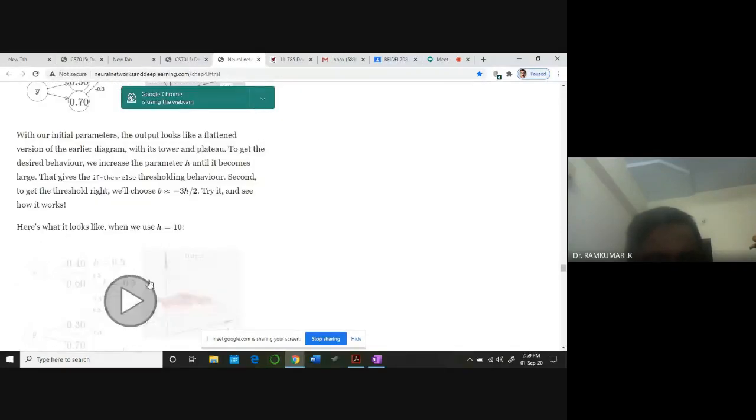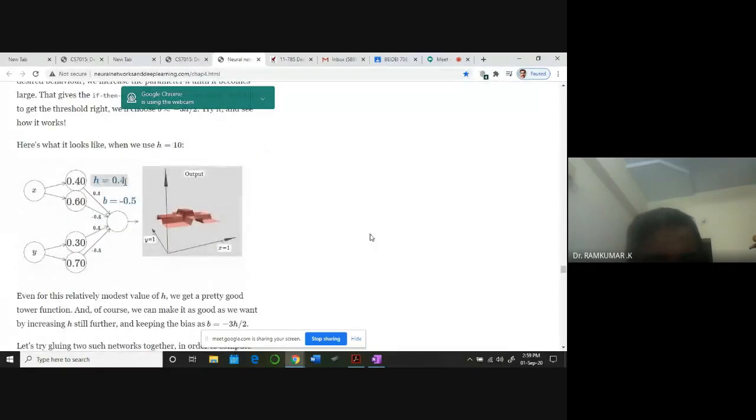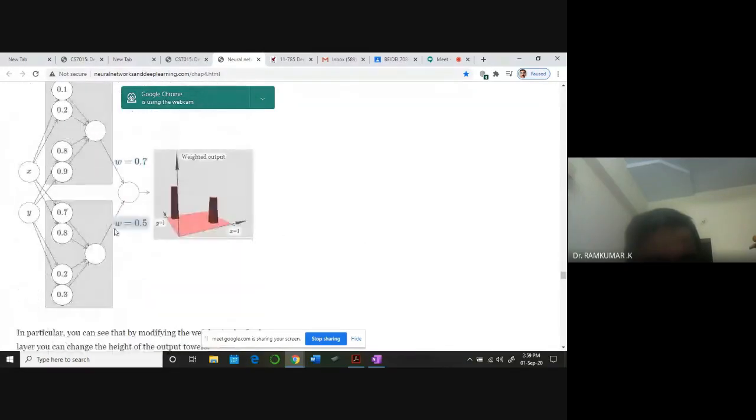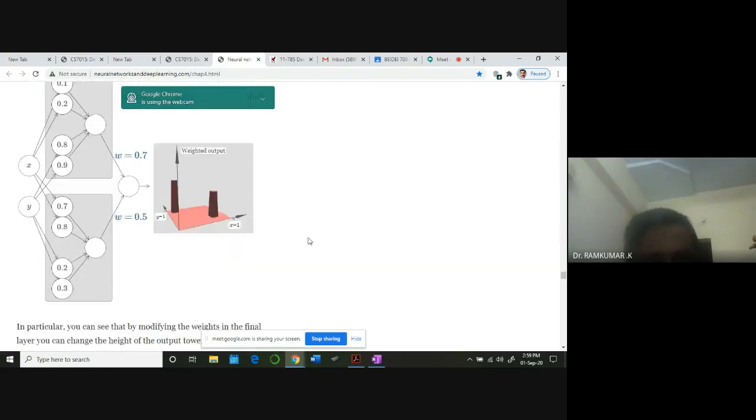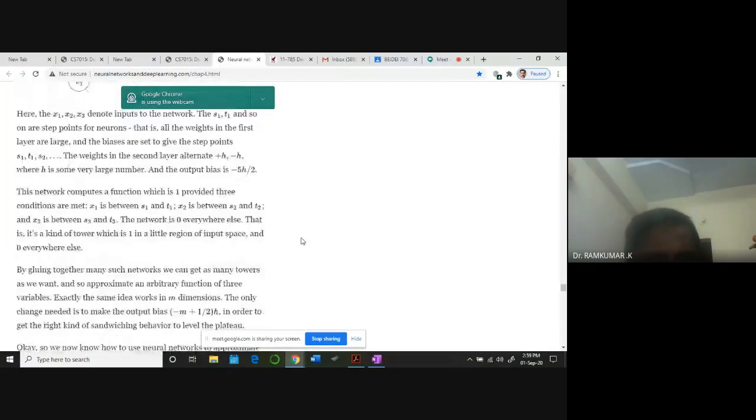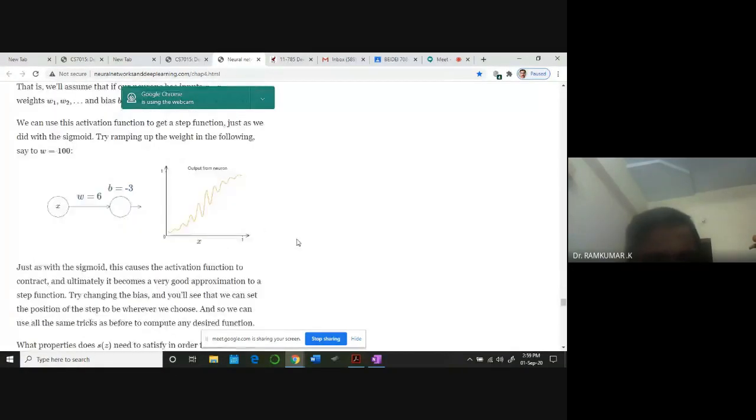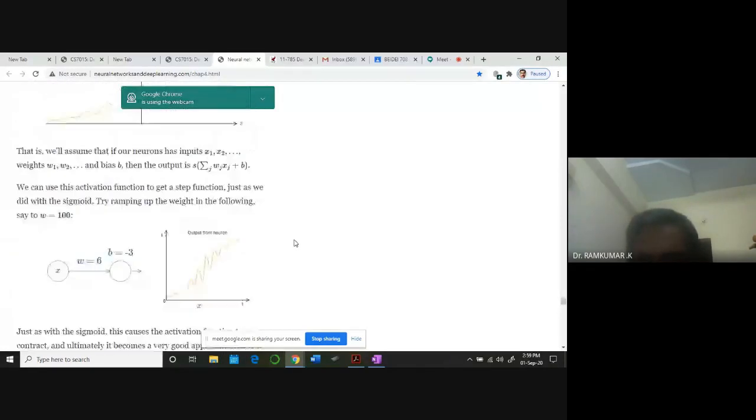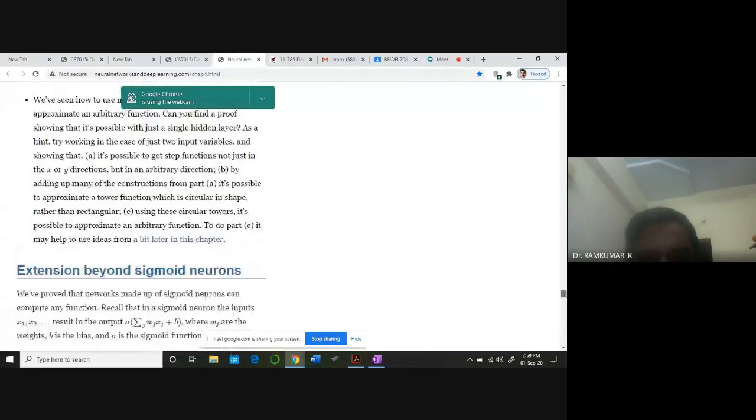Very powerful representation feature of neural networks. See how he is building the tower. See, if you want something like this also you can do. This belongs to one class, and the data outside that belongs to a different class. You can build like that also. Okay, read this page and get some insight. But again and again we are talking about only what?